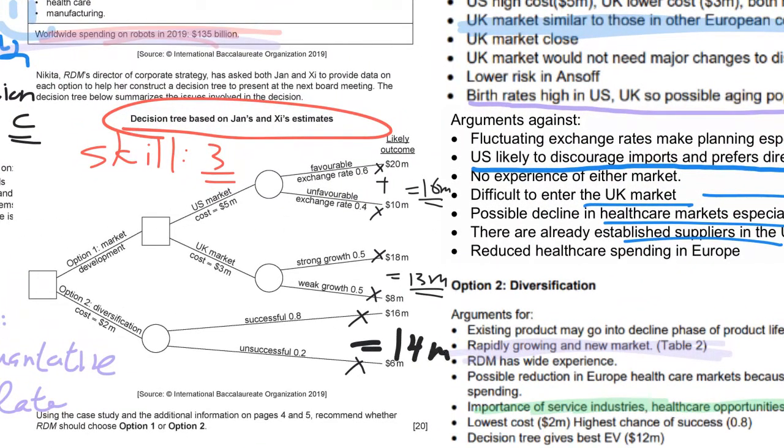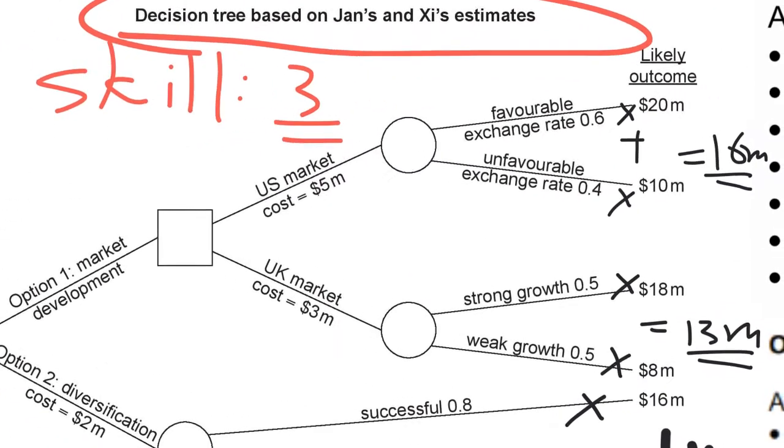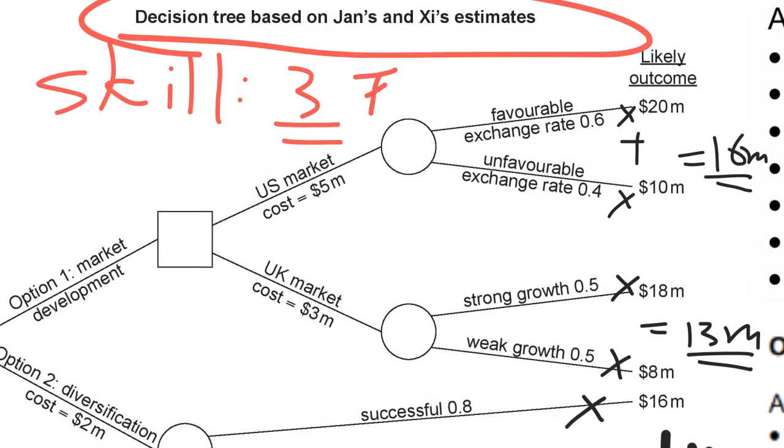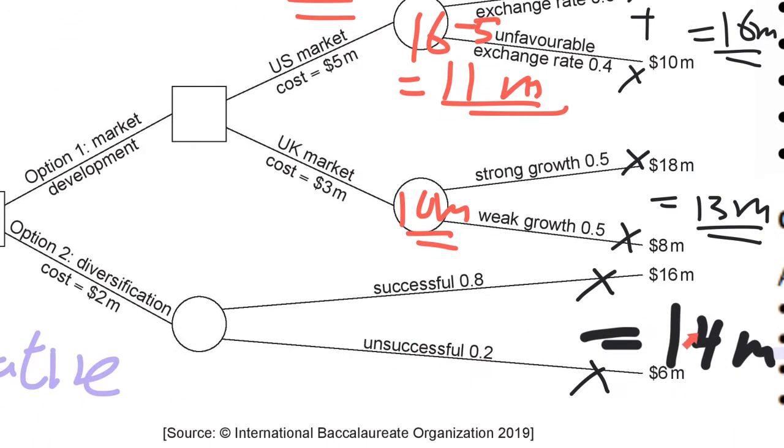Last one will be 16 times 0.8 and 6 times 0.8 equals 14. Next, we'll take a look at the expected value. You need to compute the expected value. That is, we have to take a look at the cost. So the EV for the first one will be 16 minus 5 equals 11 million. This one will be 13 minus 3, 10 million. The last one will be 14 minus 2, that is 12 million.